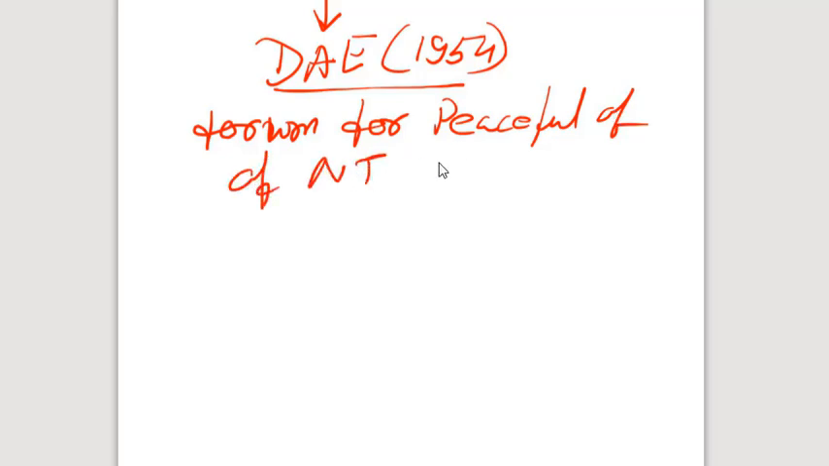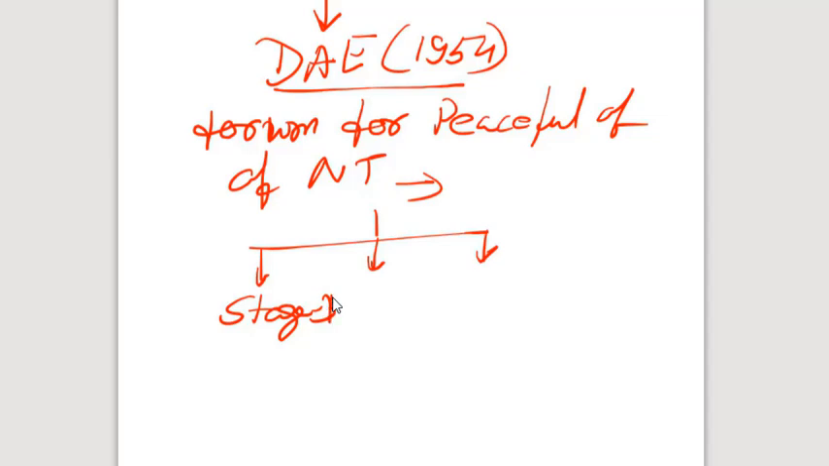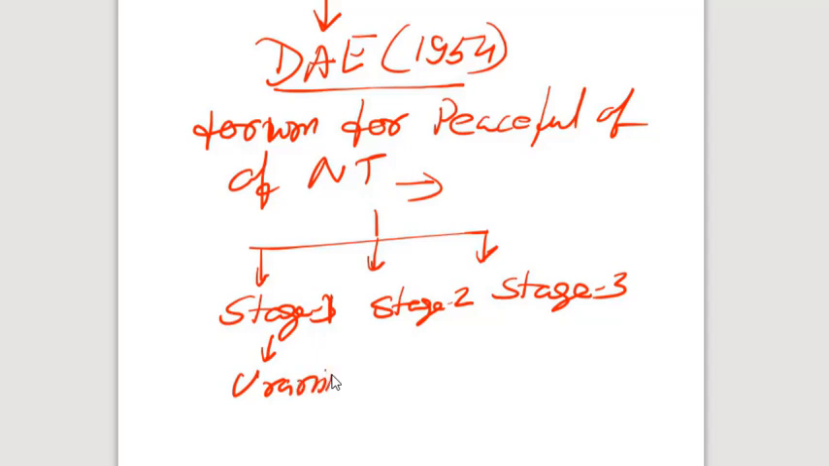Forum for the Peaceful Use of Nuclear Technology. Dr. Homi J. Bhabha presented a paper having a plan of 3-stage use of nuclear energy. This is stage 1, stage 2 and stage 3. Stage 1 was based on uranium.